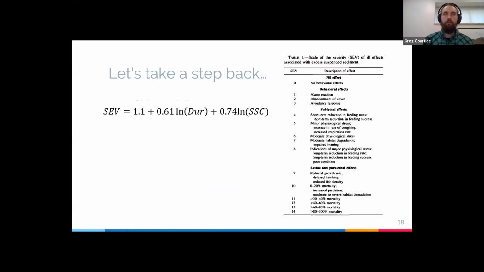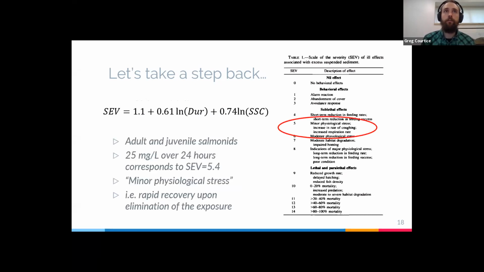So this is a statistical model that was developed from this for adult and juvenile salmonids, which is cited quite widely in regulatory guidelines. So if we take that 25 milligram per liter over 24-hour limit, what we get is a value of minor physiological stress of about 5.4, between 5 and 6. And a lot of the guidelines suggest that the effects that we want to be limited to are those that are rapidly recoverable upon elimination of the exposure. That's sort of the general trend with these.